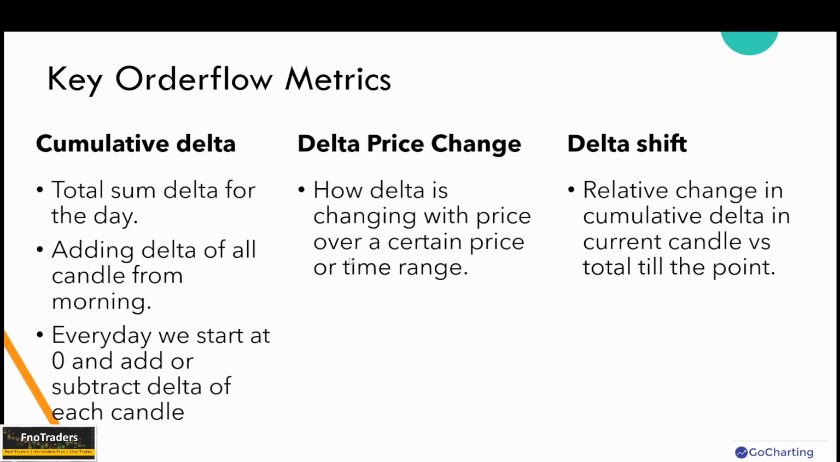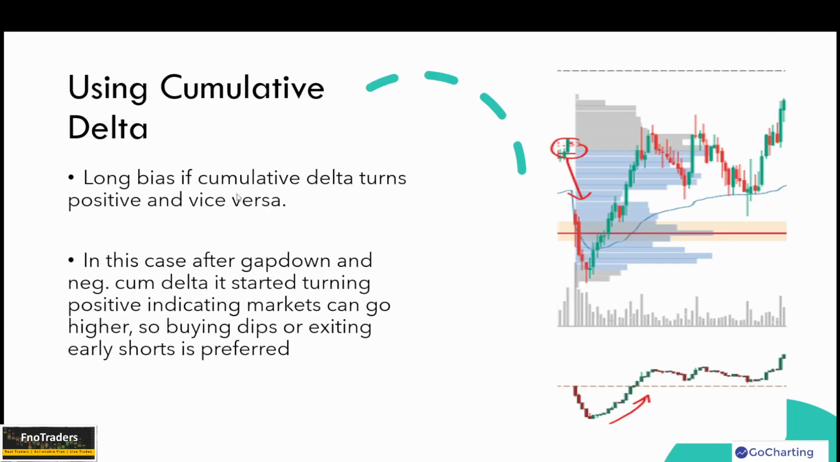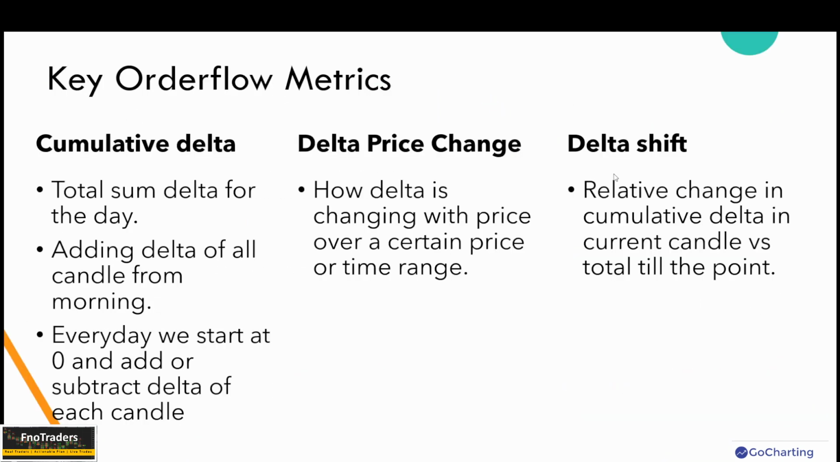I'll repeat again, just three things, guys: cumulative delta, delta price change, and delta shift. Start observing this and use it to complement your trading analysis and trading strategy. If you are new to order flow, this is easy to observe instead of bid ask. And you will see a significant improvement in your trading execution and trade management.